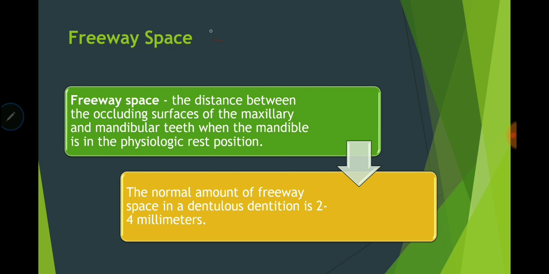Okay, what is a freeway space? So the freeway space is the distance between the occluding surfaces of the maxillary and the mandibular teeth when the mandible is in the physiologic rest. Okay, so when the mandible is in physiologic rest, and there's some distance between the upper teeth and the lower teeth, that's called freeway space. So what is the normal amount of freeway space? It is 2 to 4 millimeters. That's the normal amount of freeway space.